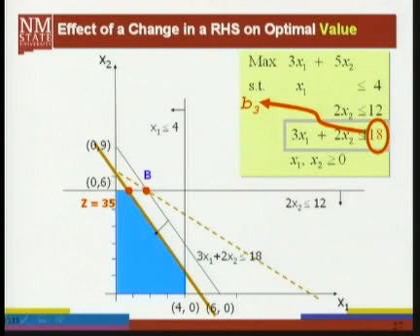And graphically, the new optimal point is right here with the objective function value of 35. And of course, at this point, both plant number 2 and number 3 constraints are still binding in the feasible region, right?